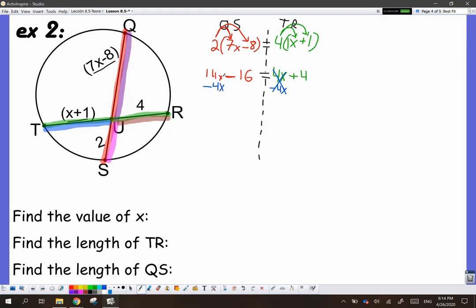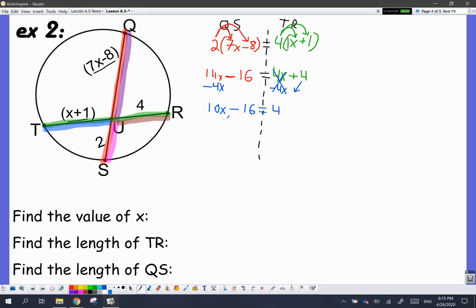So 14 minus 4 gives me 10x. Then I have minus 16. I didn't do anything to that yet. So I bring it down. This is canceled out, so I bring down the 4. And so now I have 10x minus 16 equals 4.